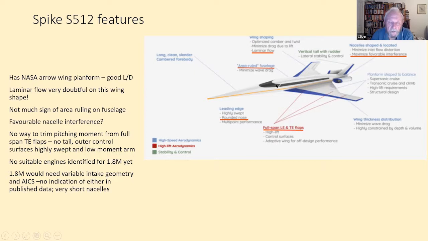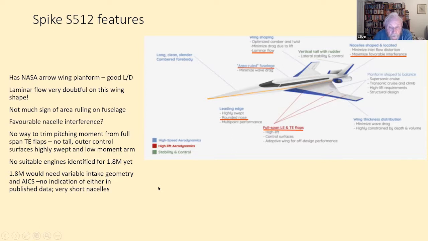I don't see much evidence in the illustrations of an area-ruled fuselage, and that's shaped and located to maximize favorable interference. I'm not sure how that might work. It might, but it might not.